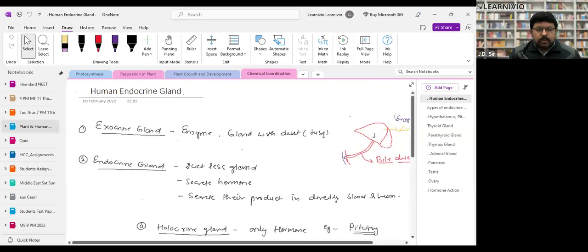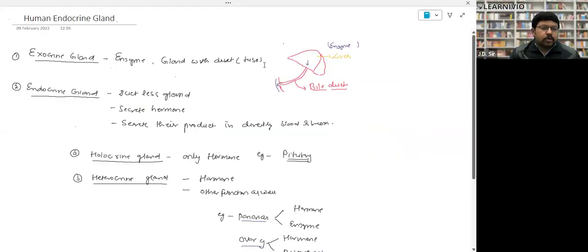So look, our next chapter, the last chapter, is the human endocrine system, chemical coordination. Today, normally, just the introduction part. Next class we'll study the function of every gland. So look, the human endocrine system is divided into two parts, right?